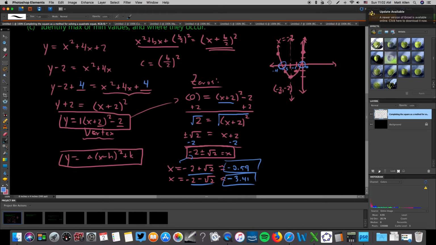So last thing I wanted to do was identify max or min values and where they occur. We would want to say that this graph goes from decreasing to increasing when x equals -2. And so if that's the case, then we have a minimum value here. I want to highlight something here. The minimum value is the y part, and then the location value is the x part. And so I suppose we could say we have a min of -2 when x equals -2. And so that's the important thing. We just distinguish between the value of the minimum and the location of the minimum here.